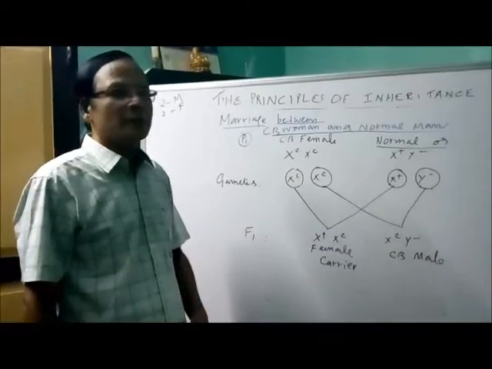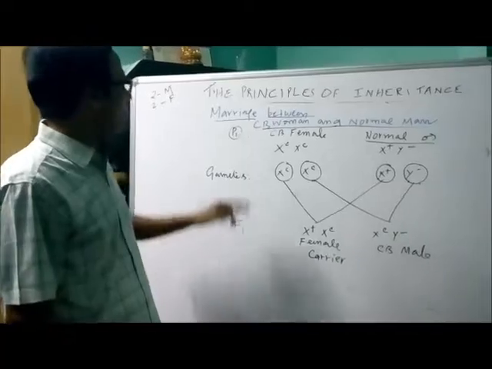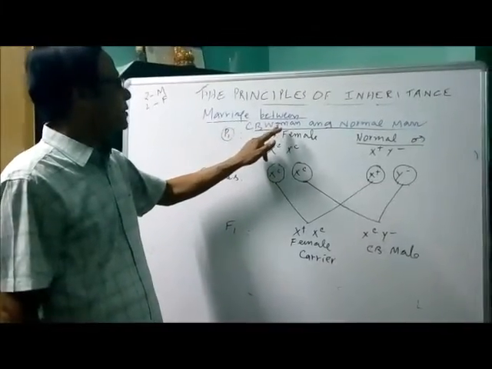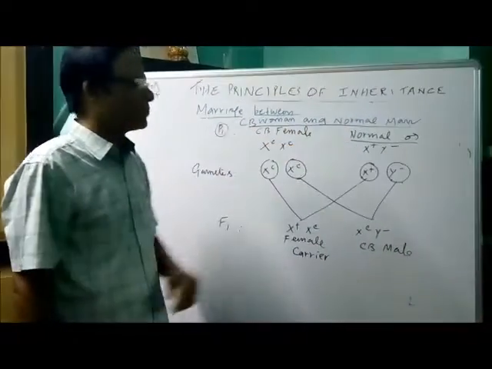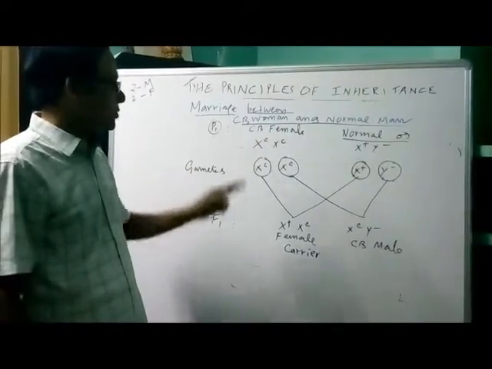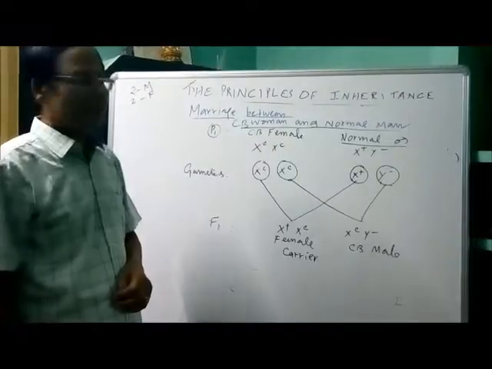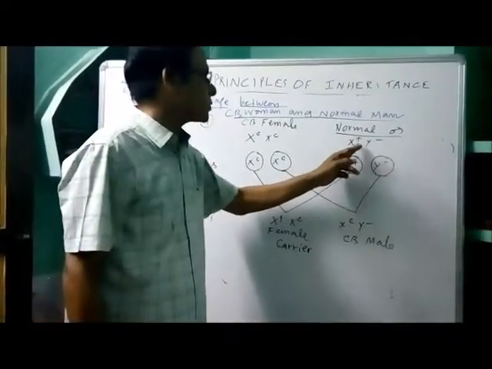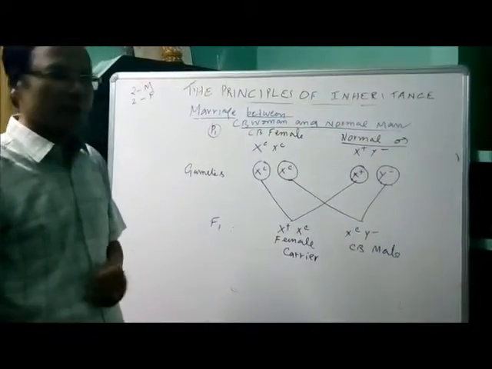So we will take another illustration. That is a marriage between a colorblind woman and a normal man. Now, a colorblind female normally has 2 recessive genes, homozygous. The normal male has 1 dominant allele, that is plus.